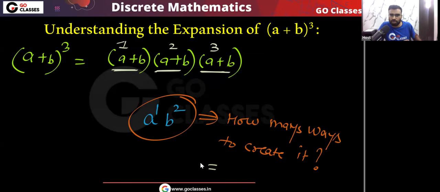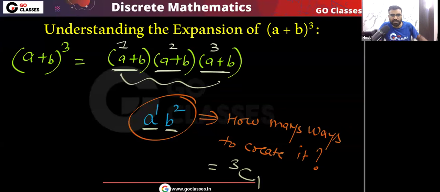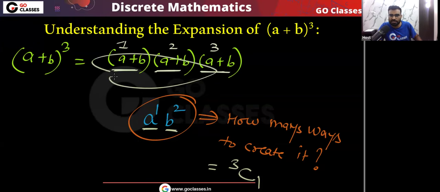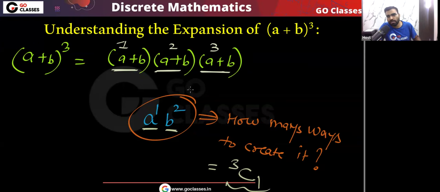That is very simple. There are three factors total. So from these three factors, I will choose which of them will give me a, because one of them will give me a. I have a power 1, b power 2. Maybe this will give me a, these will give me b, or maybe this will give me a, these will give me b, or maybe this will give me a, these two will give me b. But the point is, from the three factors, I will choose one which will give me a, and automatically the remaining two will give me b, because every factor will either give a or it will give b. So if one factor is giving a, then the remaining two factors will give b.